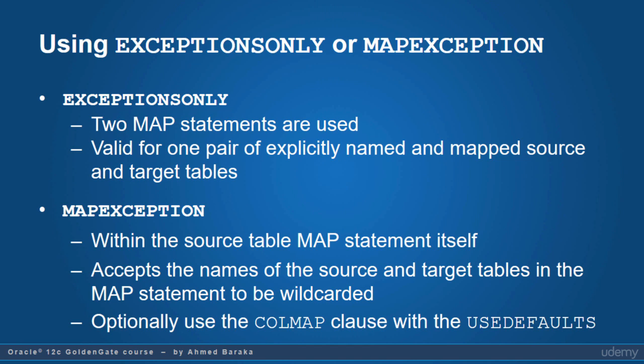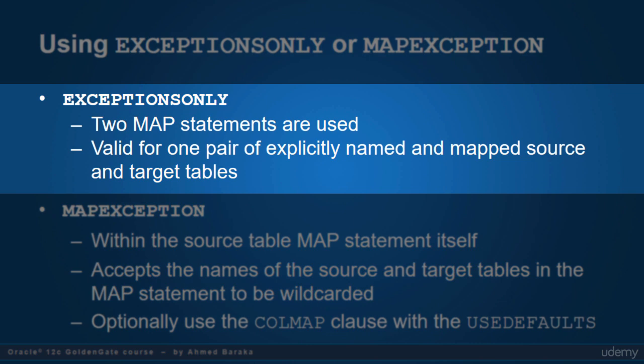As I said earlier, to use an exceptions map statement, you have to use either the EXCEPTIONSONLY or MAPEXCEPTION options. But what's the difference between them? With the EXCEPTIONSONLY option, you typically create two map statements for each source table. The first is a standard map statement that maps the source table to the actual target table, and the second is an exceptions map statement that maps the source table to the exceptions table.